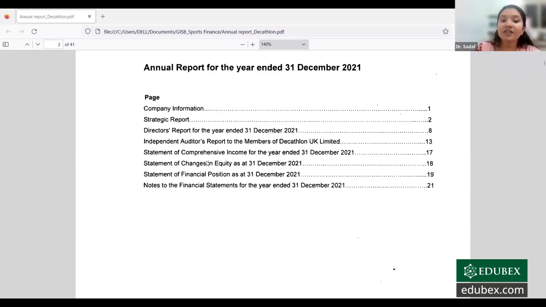Okay. Then we have statement of the comprehensive income. This is our income statement. Then we have the statement of changes in the equity. Okay. And then we have statement of financial position, and the notes will be the detailed analysis that we will be getting for each and every aspect.